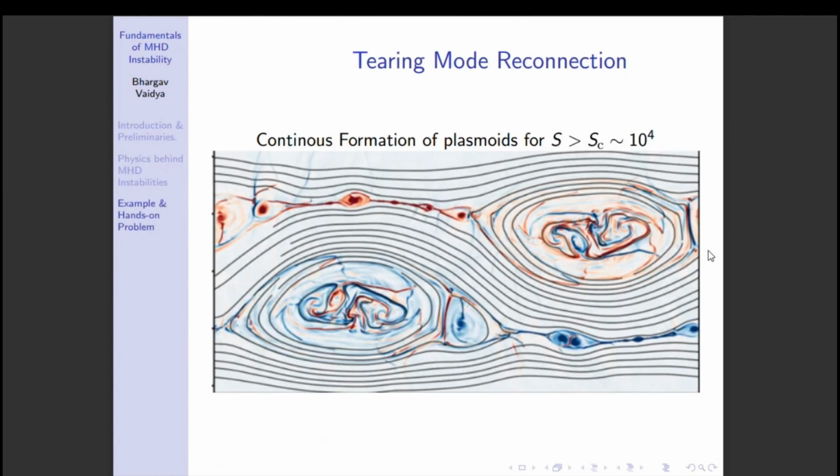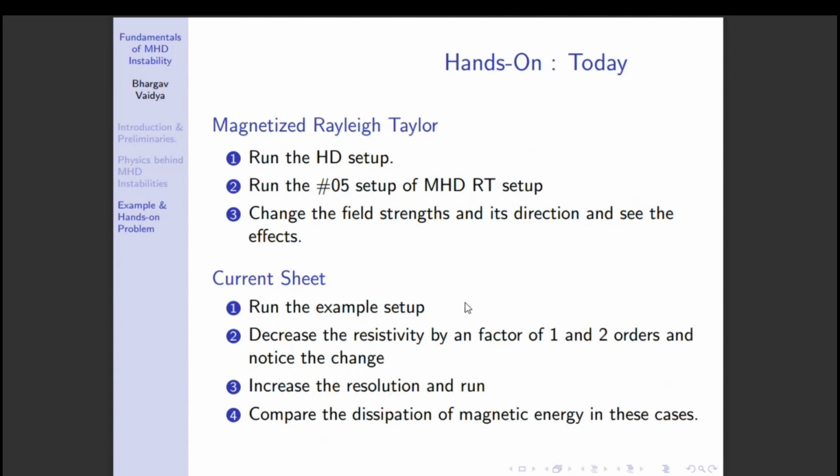And if you are bold enough and want to do all sorts of fun stuff, then you can change the resistivity, run your simulations, compute the reconnection rate and show this Sweet-Parker reconnection. That's something beyond. But essentially, this is what will be displayed in the hands-on. So I'll stop here. I've already taken 10-15 minutes more, but I think we will stop here now.